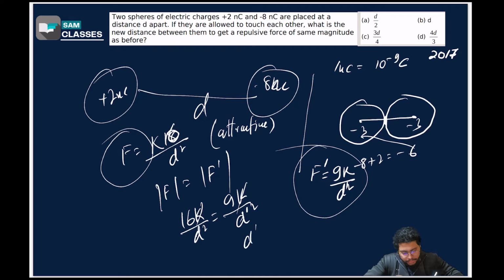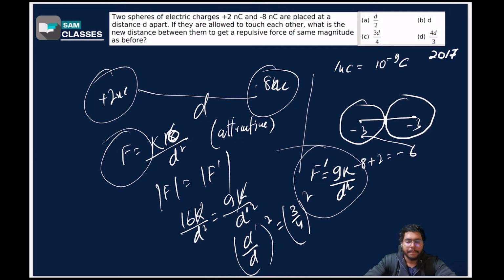d dash by d whole square is equal to 9 by 16, that is equal to 3 by 4 whole square. So the answer is 3d by 4. That's it. So was it that difficult? Tell me. Nothing in this question was that difficult.